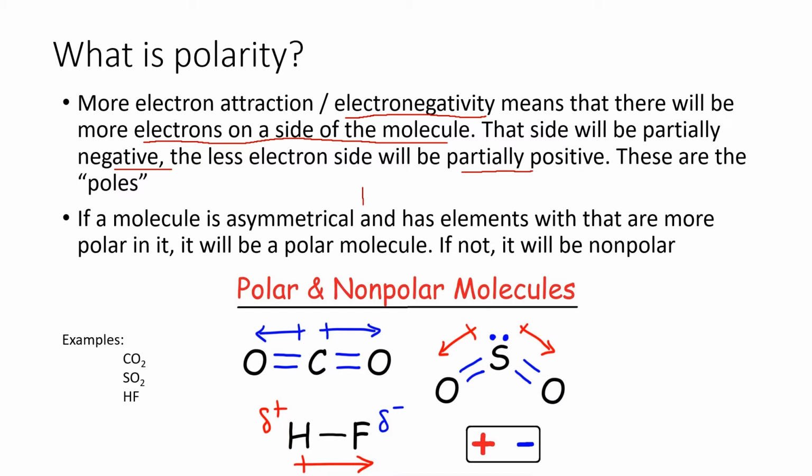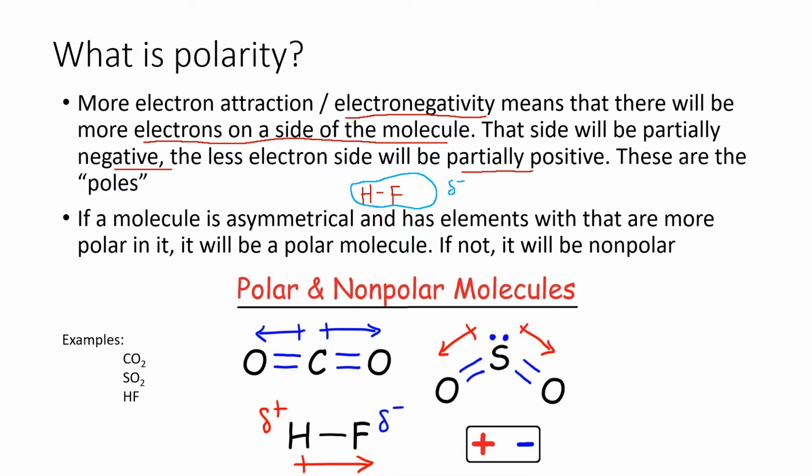So going back to this HF example, and you actually see it drawn below as well, we said F was more electronegative. So if we were to draw a picture of the electrons around HF, like if they formed a cloud, they would look something like this. There are way more electrons around the F. So because there are more electrons around the F, we're going to say it's partially negative.